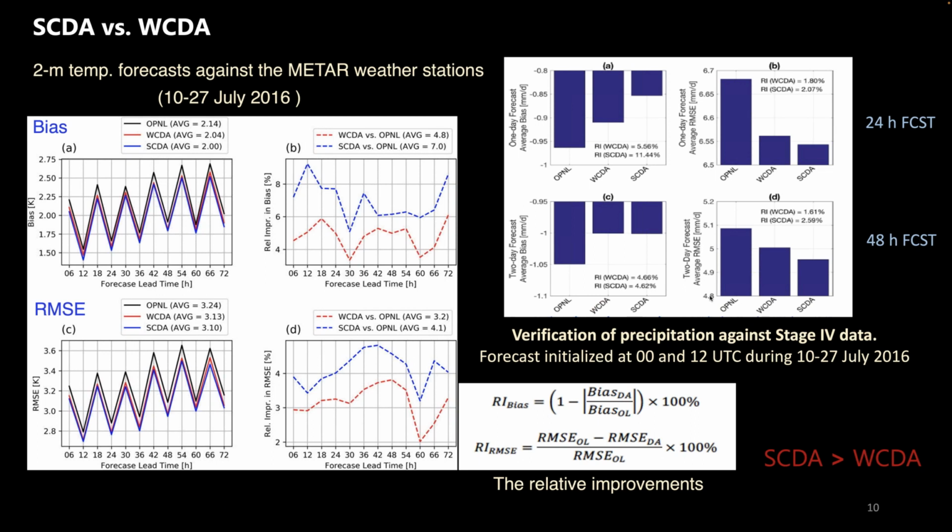I think the paper we published in 2019 has the exact numbers. But here, for this plot on the left, you can see the temperature bias, with weakly coupled DA versus the control, so without soil moisture data assimilation. The average is 4.8, and with strongly coupled it's 7. You can calculate the percentage, but it's something like 15%. If you look beneath at the RMSE, it's about a 15% improvement.